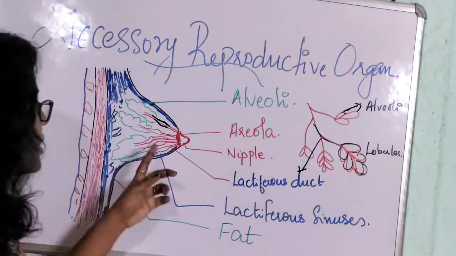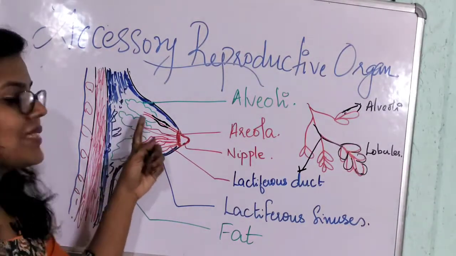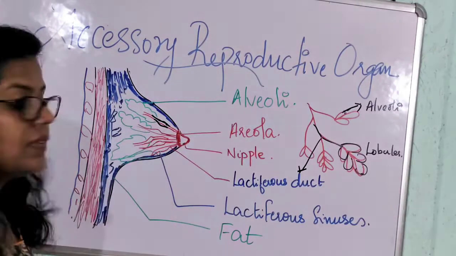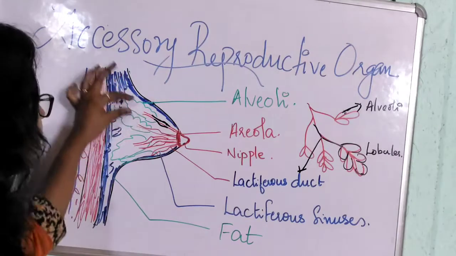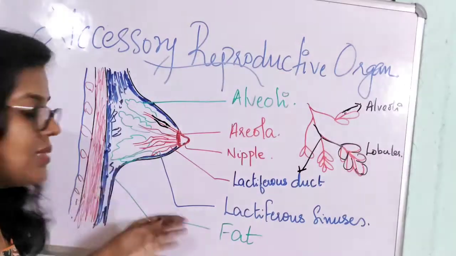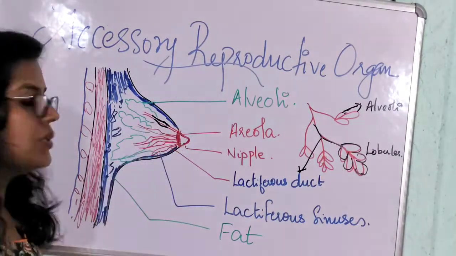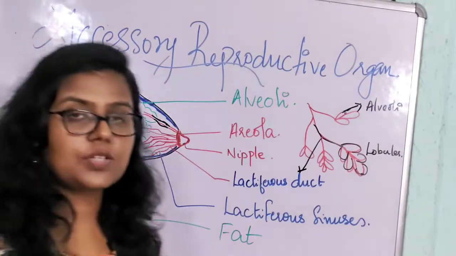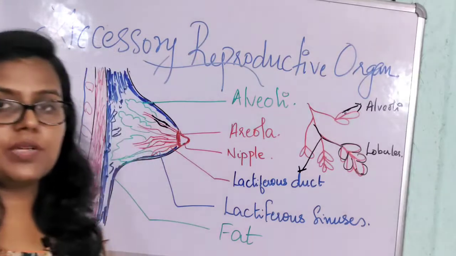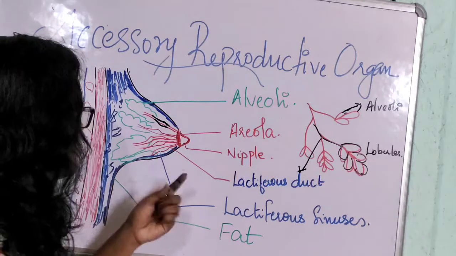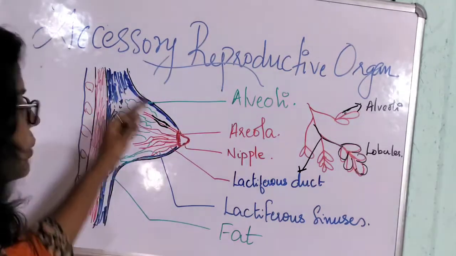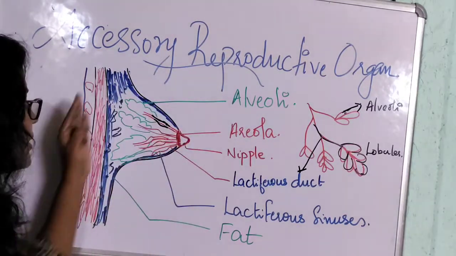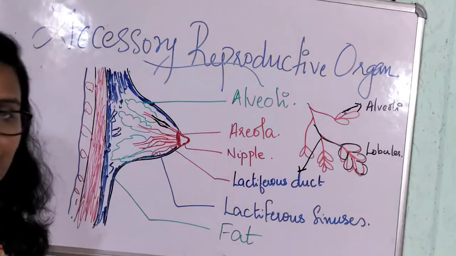So again I am repeating. This is a group of alveoli and it is known as lobules. The lobules will open into the lactiferous duct, then the lactiferous sinuses, and then it opens into the nipple, at the time of milk secretion, or when the stimulus comes to the nipple. This breast is covered with fat tissue. Here in this blue color you can see that it is covered with fat.